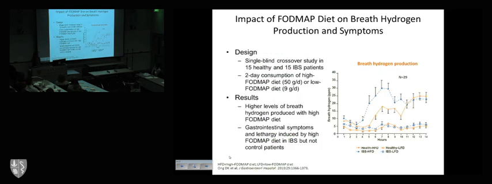So this was a study done looking at gas production. And so they had healthy individuals and patients with IBS consume a high FODMAP diet versus this low fermentable diet and measured gas production. And in both the IBS patients and the healthy controls, when you consumed a high FODMAP diet, there was more gas production. The difference was that the IBS patients had symptoms based on this gas production. So again, the FODMAP diet can be restrictive, but if someone's complaining of excessive bloating, gas, this is a diet to help with that.